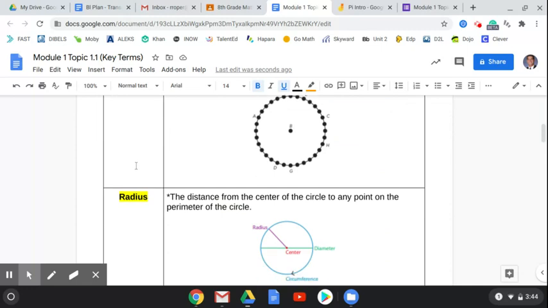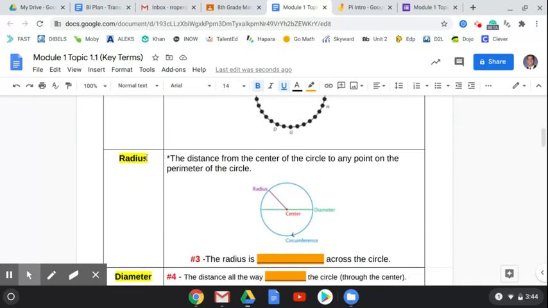Second key term, radius. The radius is the distance from the center of the circle to any point on the perimeter of the circle. All right, so as you see here, you see that red dot which says center. And if I go from the center to the perimeter or to the edge of the circle, that's called the radius.